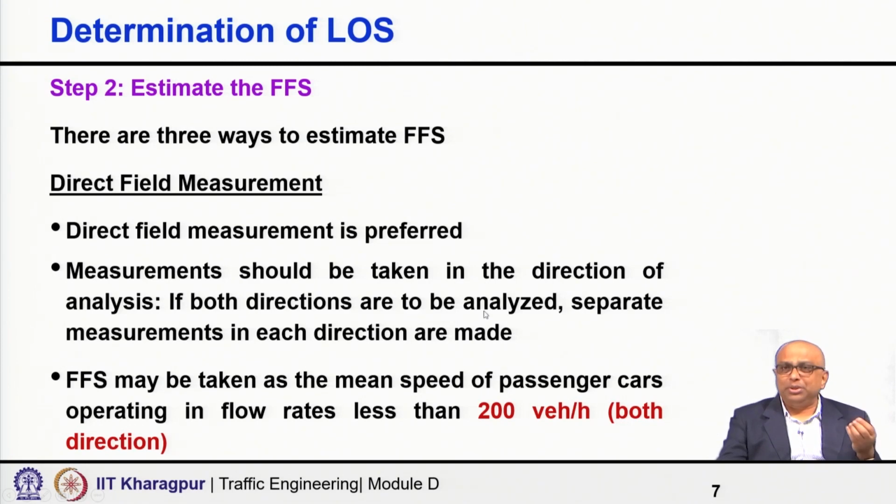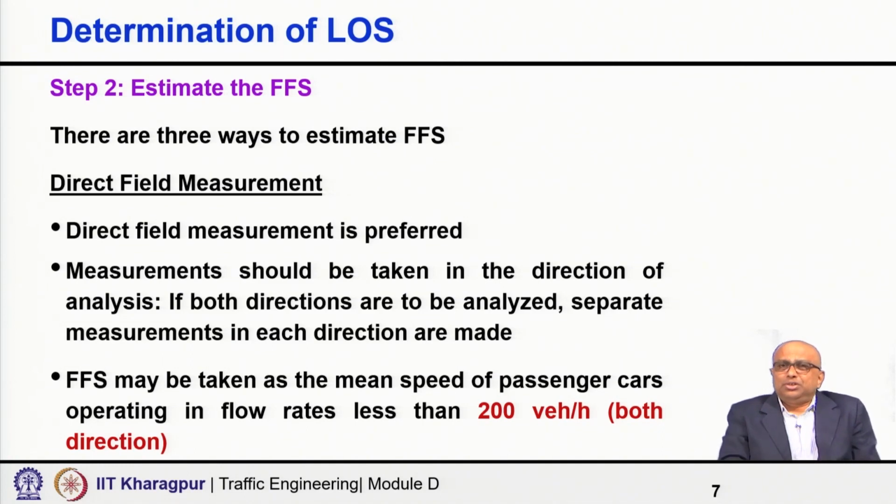Now, measurement must be taken in the direction of analysis. So, if you are trying to analyze the northbound direction, then we must collect the free flow speed in the northbound direction, and if both directions are to be analyzed, then we need separate measurements in each direction, because the same free flow speed may not be there for both directions, upstream and downstream.